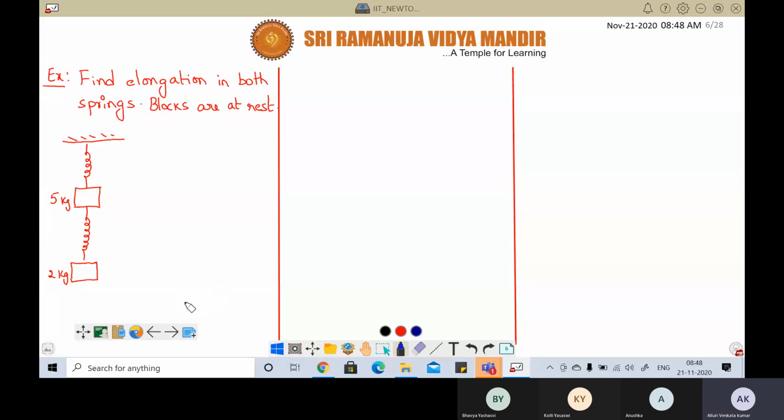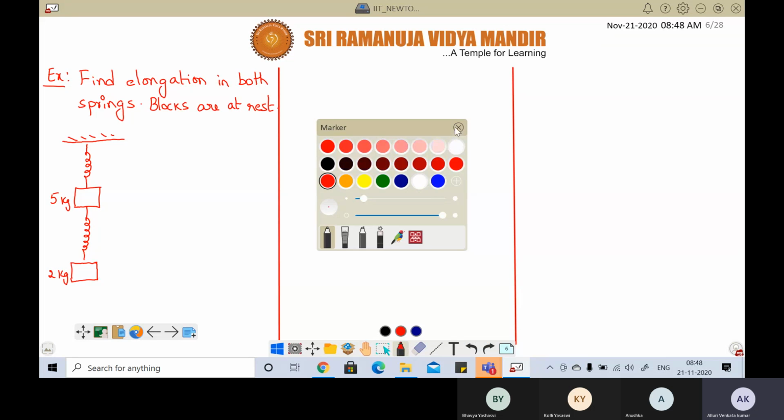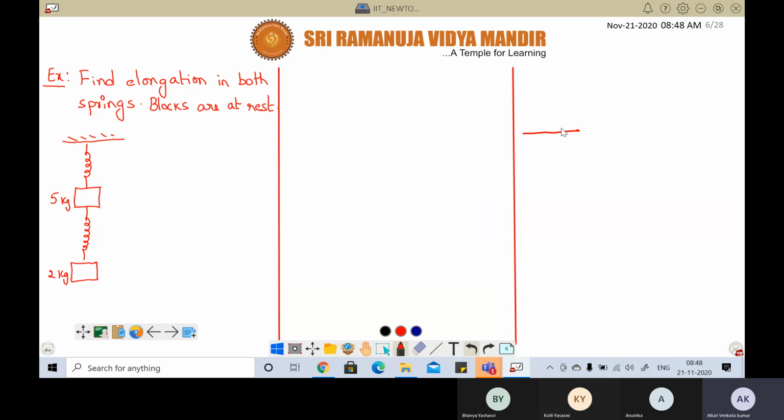Okay, next one. In a similar way, now find elongation. Next problem. Find elongation in both springs. Blocks are at rest. See here, actually these are given in the final position. Originally they may be like this. That will not be given in the problem. I'm just telling for your case.